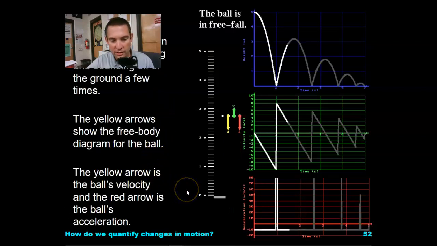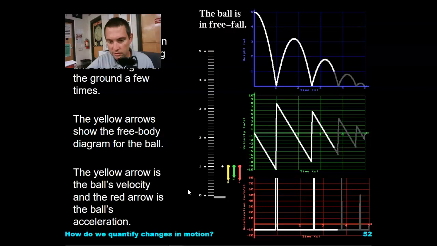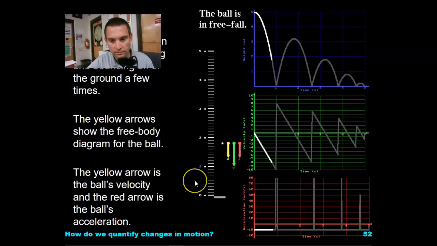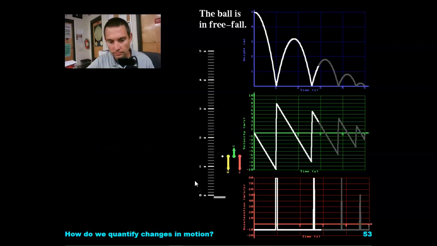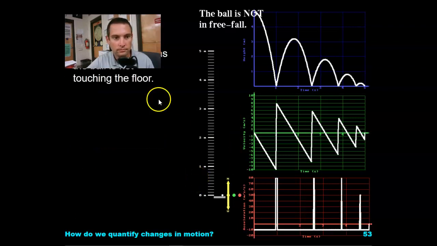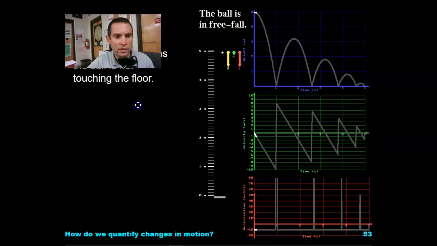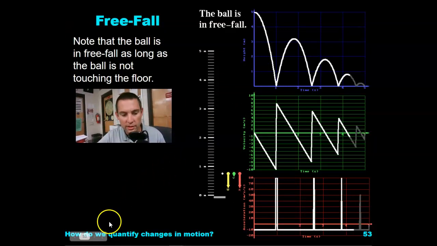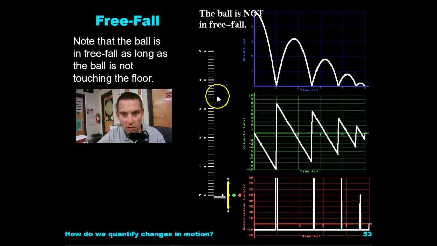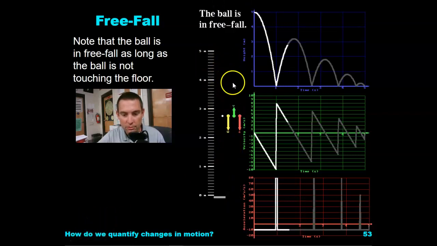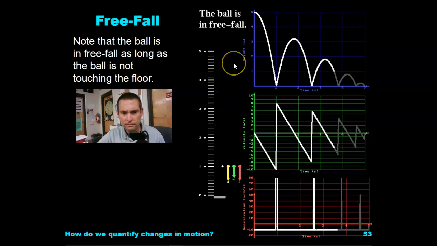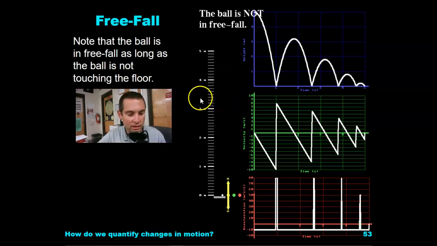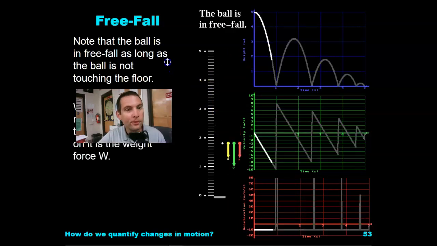Yellow arrow is a ball's velocity, and the red arrow is a ball's acceleration. Note that the ball is in free fall as long as the ball is not touching the floor. So when it's not touching the floor, as it's falling down, the acceleration is in the same direction, so it's speeding up. And that's the only force acting on it, so it's got to be in what we call free fall.